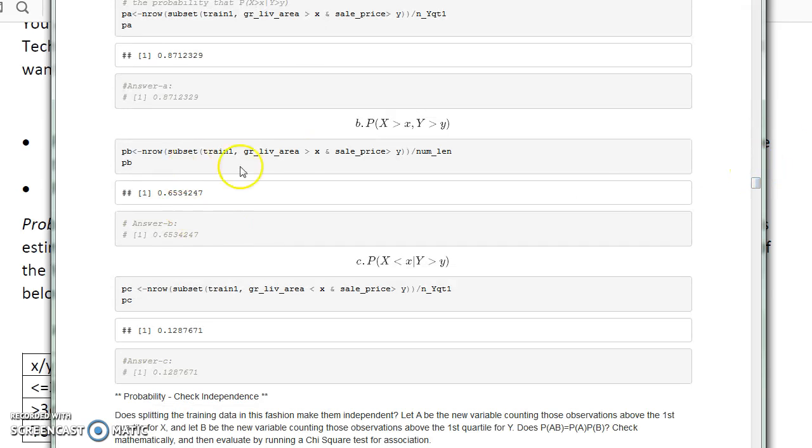Secondly, find the value of X greater than x and Y greater than y. So I did the probability looking at the data, and then I put the calculations in here, greater than x and greater than y, divided by the total numbers in the data set, and the number is 0.653. And then thirdly, for P(X less than x, Y greater than y), they're opposite now. Similar calculation for that, and the number is smaller at 0.128 probability.